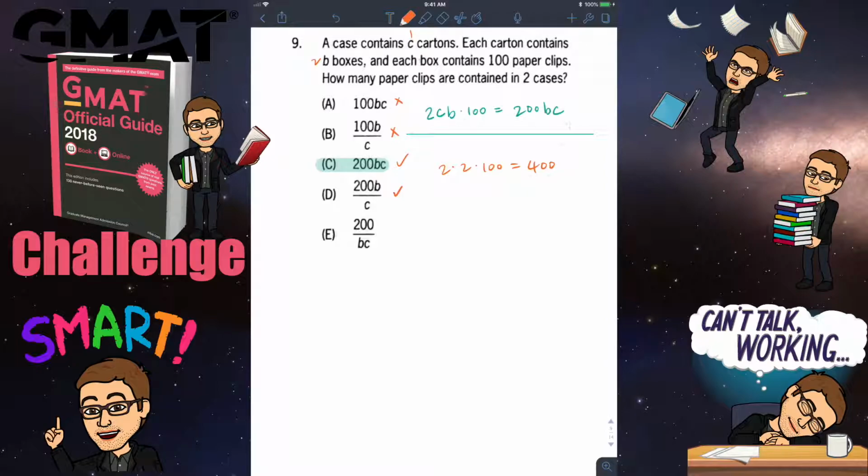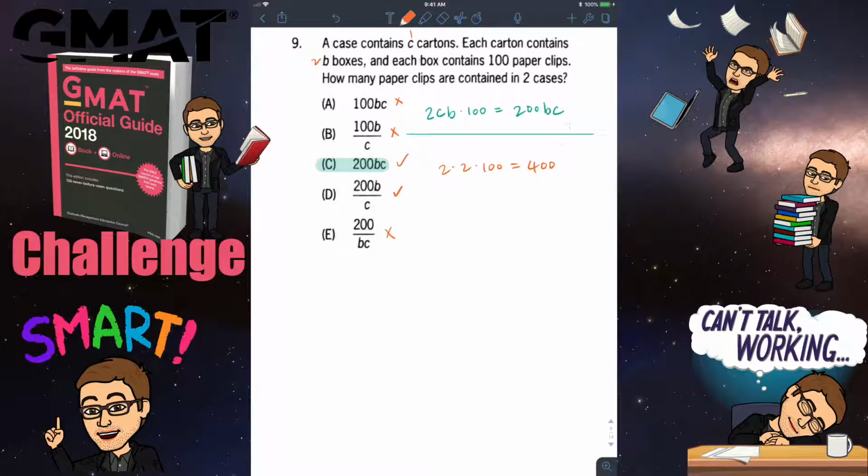And let's look at the last one. 200 divided by B times C. So 200 divided by 2 times 1, which is 2. 200 divided by 2 is 100. So this is not 400. As a result, we have 2 possible answer choices, C and D. C and D. But which one is it?